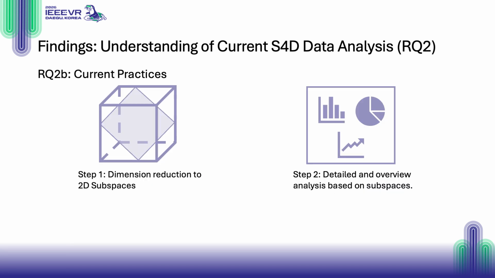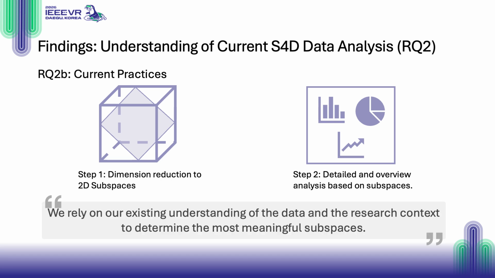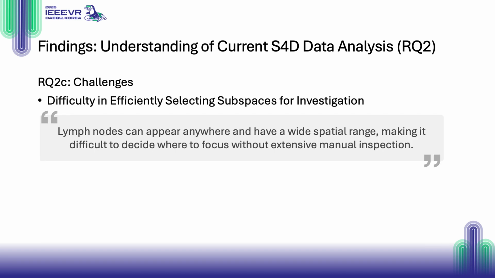To perform these tasks, we find that our participants typically adopted a two-step process: dimensionality reduction to 2D spaces, followed by detailed and overview analysis based on the selected subspaces. They reported that their selection mainly relied on existing understanding of the data and the research context. Such an approach of analyzing complex 3D phenomena with 2D reduction introduces two challenges.